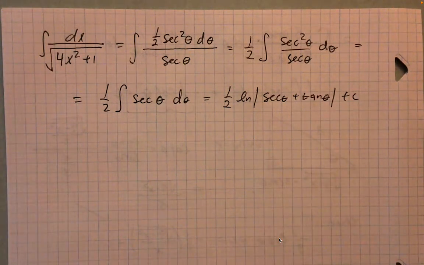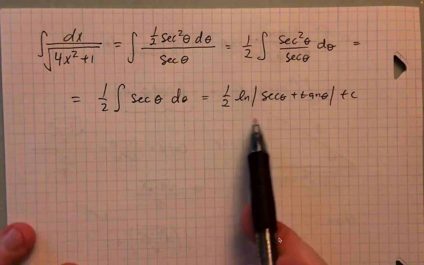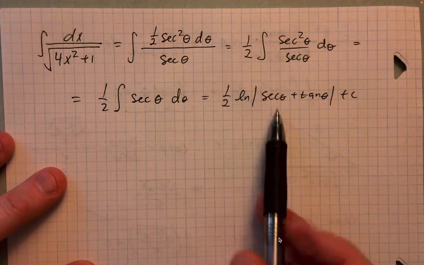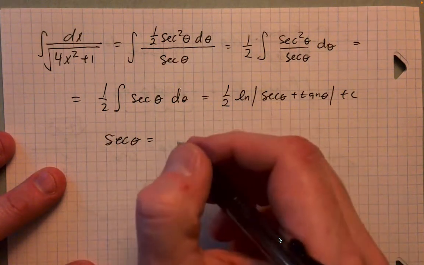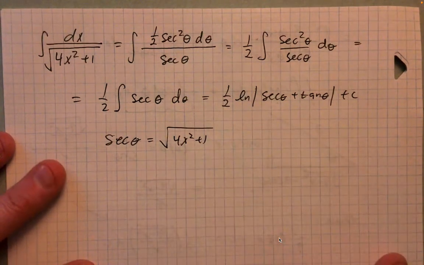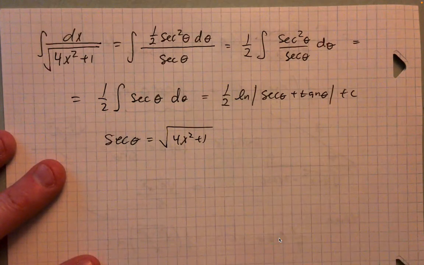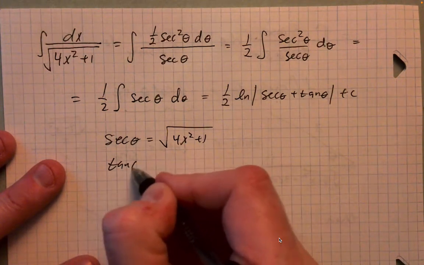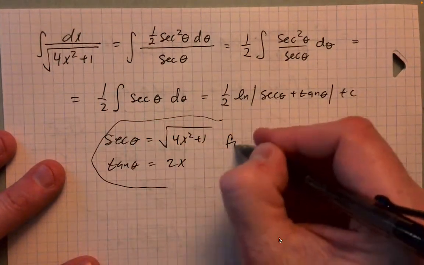Okay. Now, how do we get back to what we saw? Well, most of these things actually have substitutions. So the secant theta we saw earlier was basically the square root of 4x squared plus 1. That's what we saw earlier. And the tangent of theta, well, that was our initial substitution. So tan theta is equal to 2x, right? So this is from before.